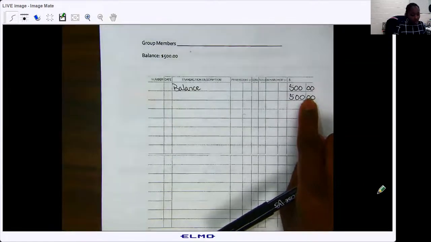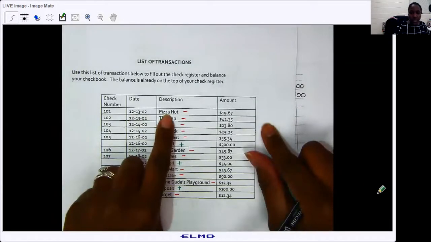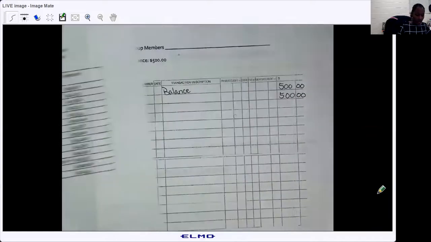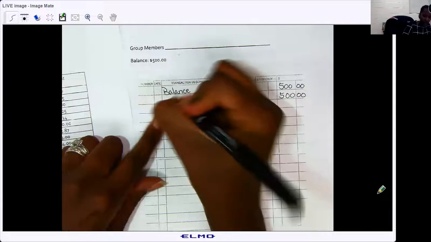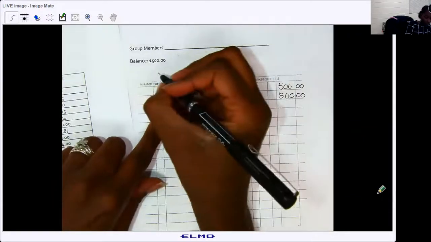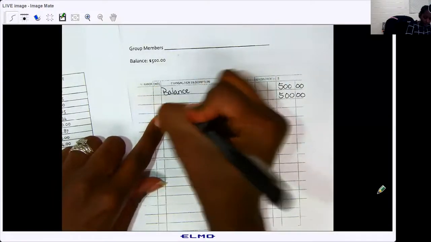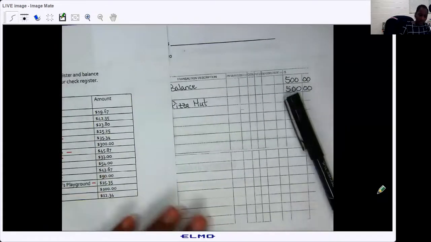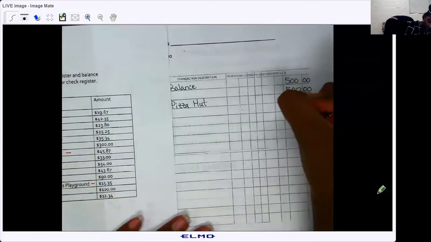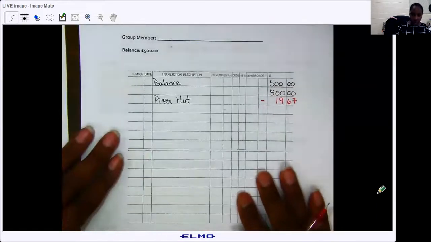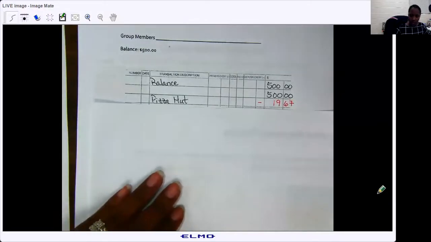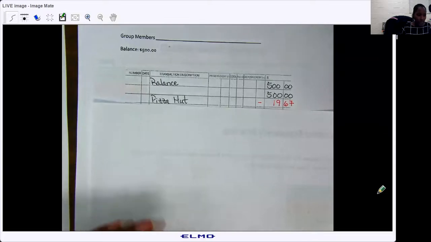Okay. Now, my first transaction says I went to Pizza Hut. I spent $19.67. So I'm going to put Pizza Hut, and notice it does say date. Pizza Hut, and I spent $19.67. So I'm going to be subtracting $19.67. Okay, now this is where I would subtract this. I'm going to do it on a separate sheet of paper because I don't want to mess up my little registrar book. So I'm going to subtract on this paper.